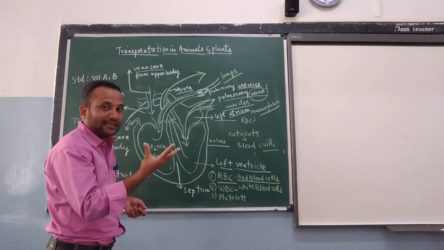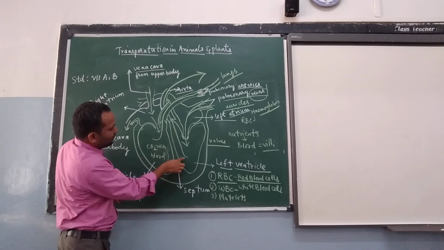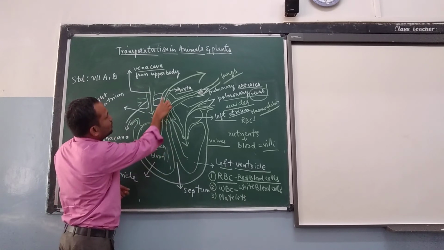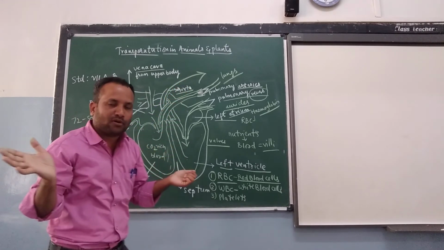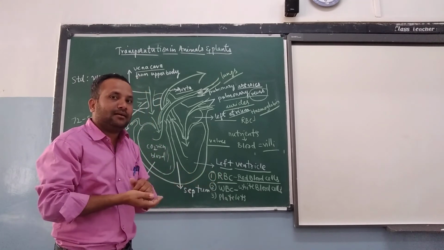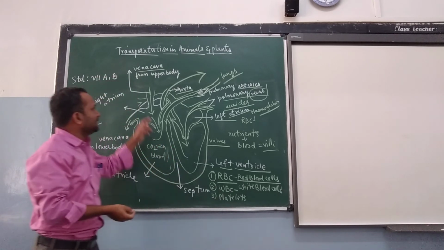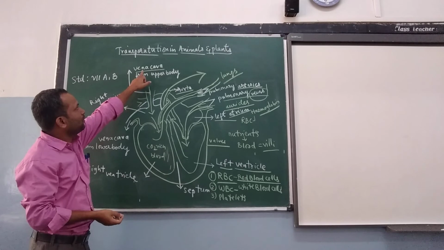It is going to get compressed so that the blood is pumped from here. Blood is pumped through the aorta to different parts of our body. Again, from different parts it is going to collect the blood which is rich in carbon dioxide. That carbon dioxide rich blood is going to enter our heart through the vena cava.